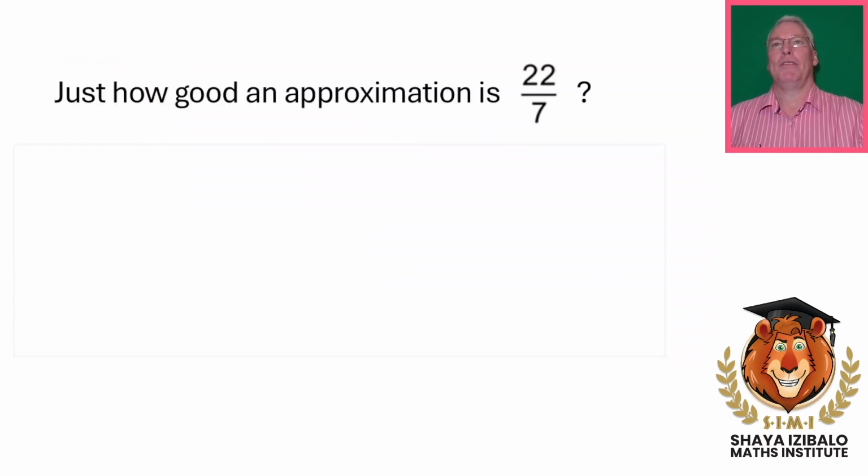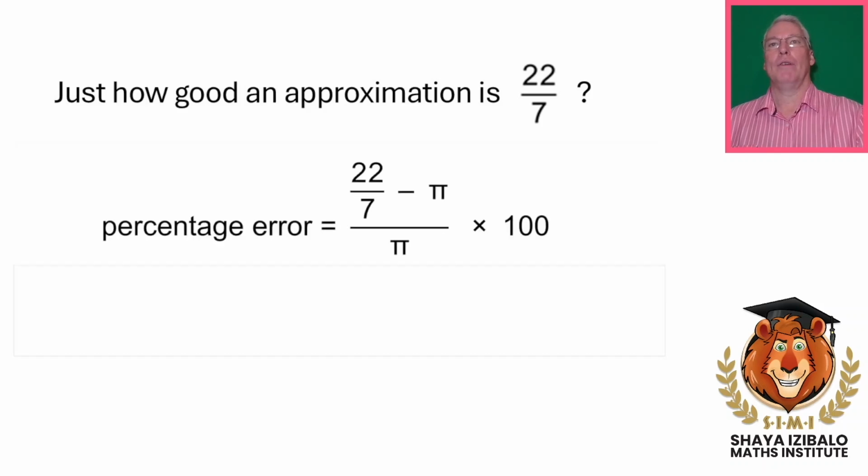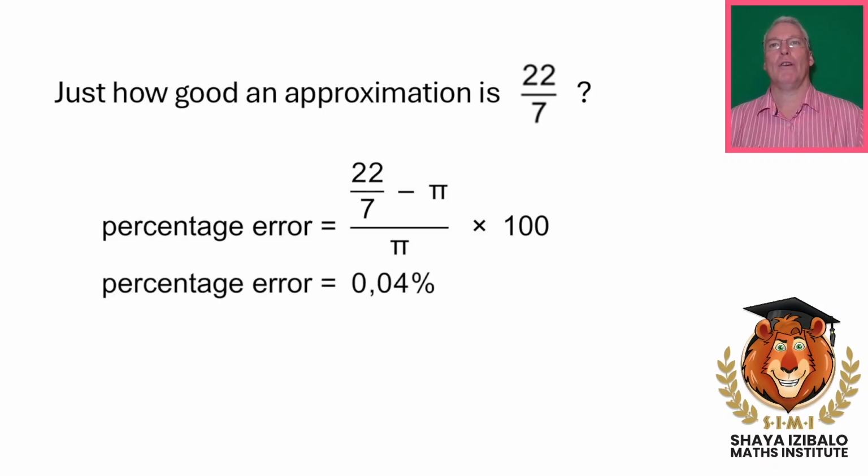One of the things you might be interested in is how good an approximation 22/7 is for pi. Well, the way we work out an error is we work out the difference between our approximation and the real value. We divide that by the real value, okay, and then we multiply by 100 to make it a percentage. So 22/7 is a little bit bigger than pi, so the difference divided by pi times 100, and we get 0.04%. So 22/7 is a really good approximation for pi, but it's not pi.